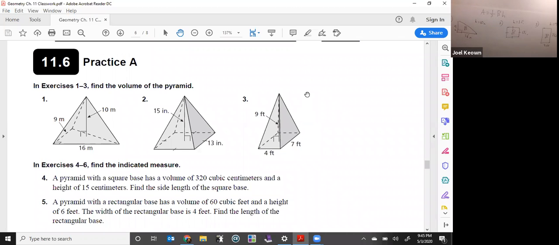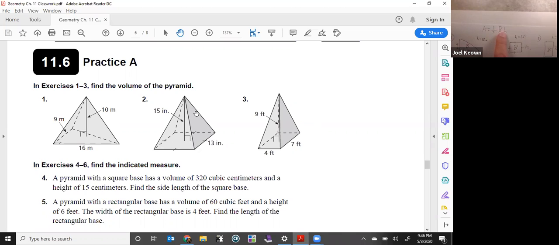Yes, this is the start of 11.6. We're doing volumes of pyramids. And so on the little video part, you should be able to see that our equation for volume of a pyramid is 1/3 base times height. And B is the area of the base, and H is the height.